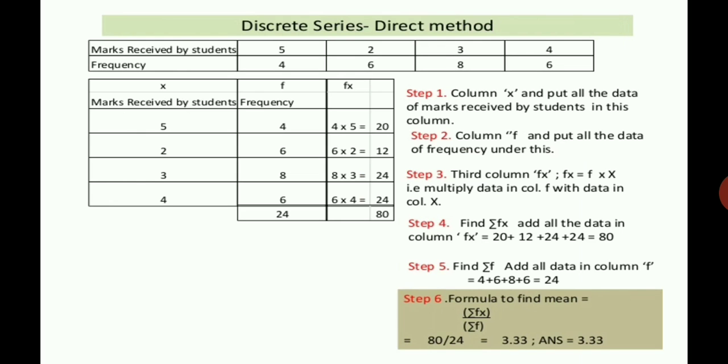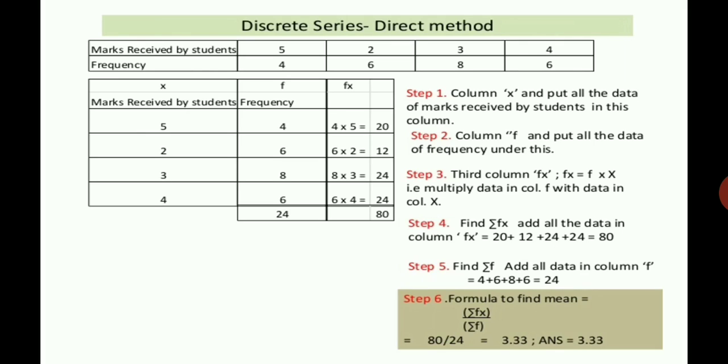Now in the discrete series, as I have already told you, the values and frequencies are given as in the slide here. The values given are 5, 2, 3, 4 and the frequencies given are 4, 6, 8, 6. Here we multiply the frequency with the values.